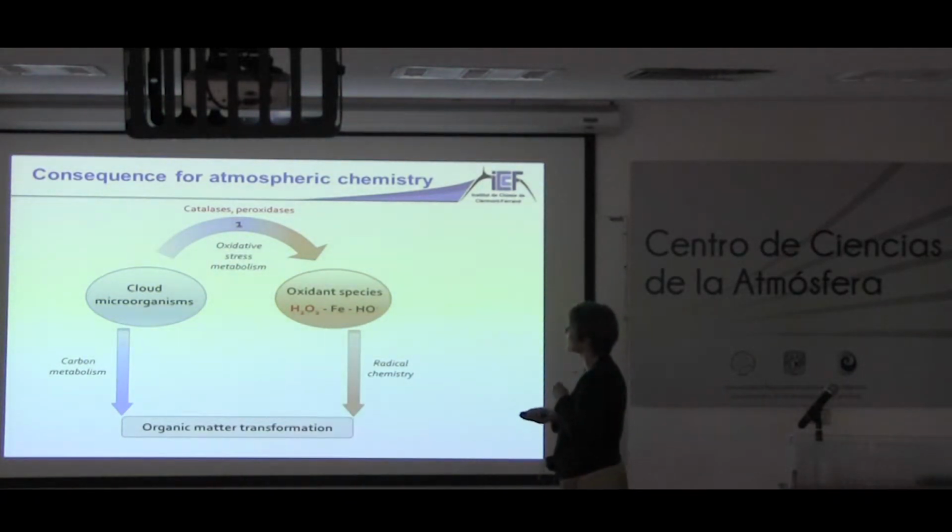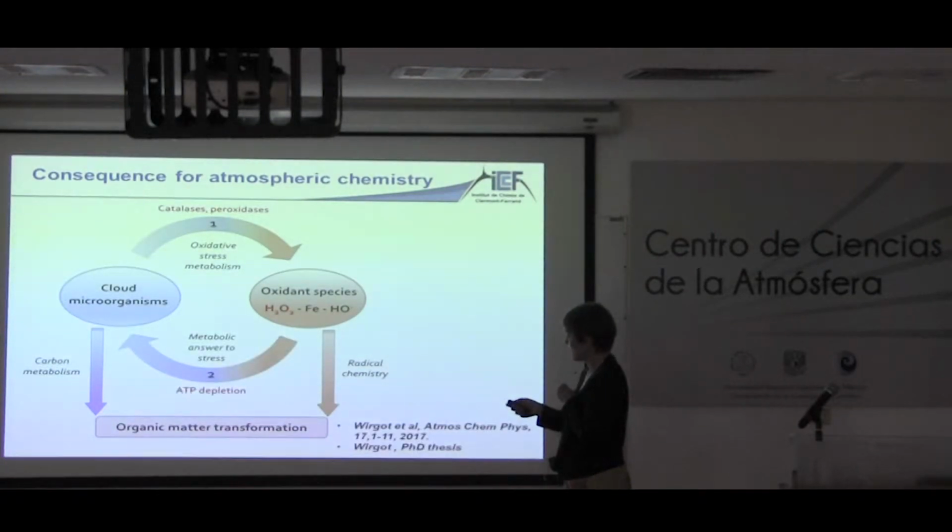So what do you think is the importance for atmospheric chemistry? If we look at the transformation of organic matter, we know that radical chemistry plays a major role. This is known for ages. But cloud microorganisms, we have seen that thanks to the catalase and peroxidases, they can act on H2O2, so they can act on the source of these radicals. On the other hand, we have seen that this H2O2 acts on the cloud metabolism, and they deplete the ATP concentration. And finally, cloud microorganisms act on organic matter directly thanks to the carbon metabolism.